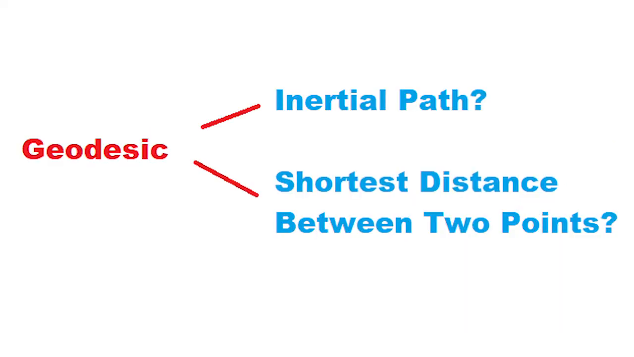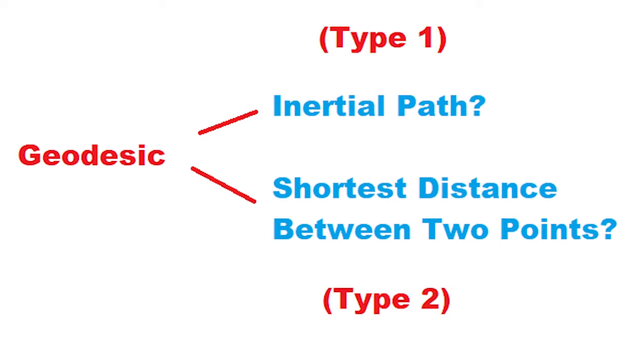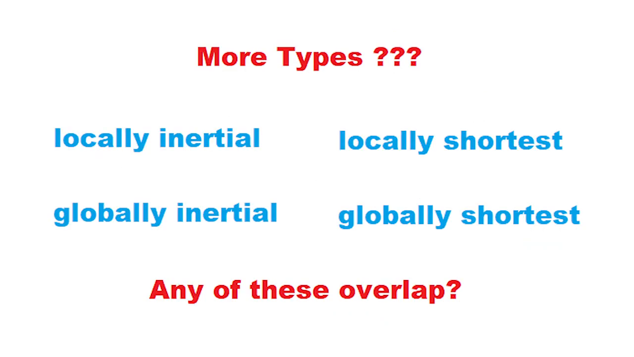So which is the proper definition of a geodesic? Which is more of a generalization of a straight line to a curved surface? Do we make a distinction between these types of geodesics by calling them type 1 and type 2 geodesics? Or come up with a new term for one or both types? Heck, maybe there are even more types than two. Maybe there's globally shortest distance and locally shortest distance, and globally inertial and locally inertial. Maybe some of these mean the same thing and maybe not.